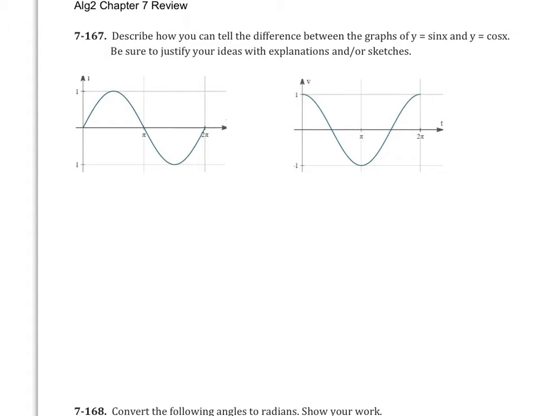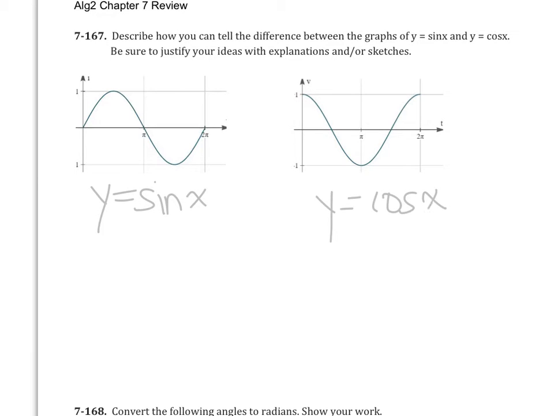This first question asks how you can tell the difference between graphs of y equals sine x and y equals cosine x. And I've included images of each of those graphs because it just really helps make it clear some of the ways they're different. So here's y equals sine x, and here's y equals cosine x.